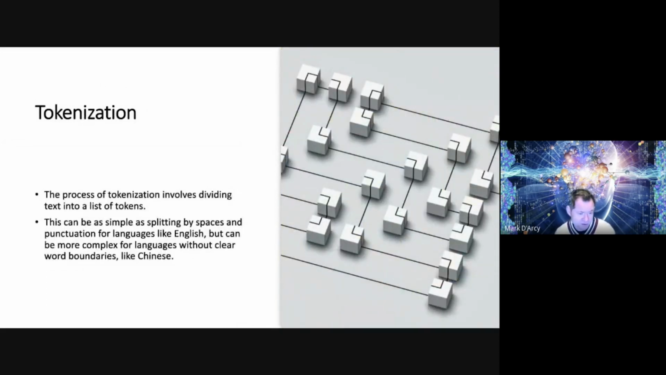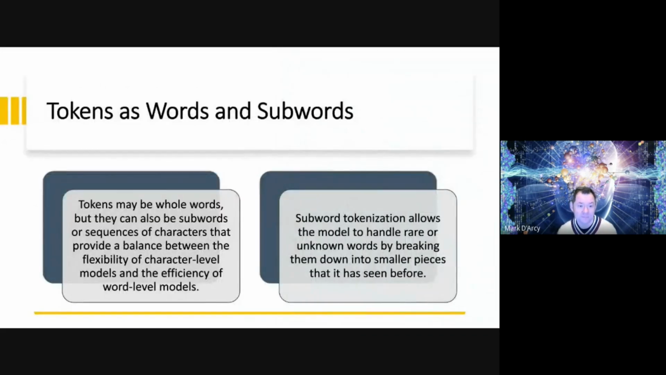So when it comes to tokenization, the process involves dividing text into a list of tokens. This can be as simple as splitting by spaces and punctuation for languages like English, but can be more complex for languages without clear word boundaries like Chinese. Tokens as words and subwords. Tokens may be whole words, but they can also be subwords or sequences of characters that provide a balance between the flexibility of character level models and the efficiency of word level models. Subword tokenization allows the model to handle rare or unknown words by breaking them down into smaller pieces that it has seen before.